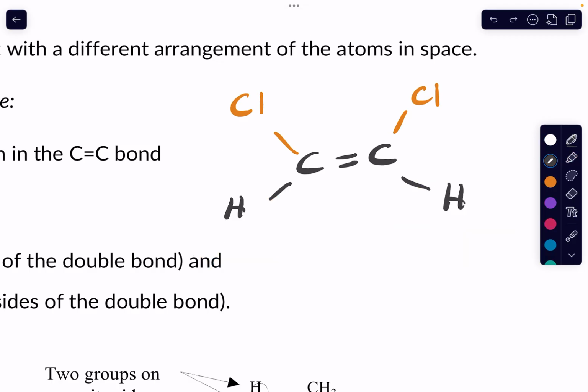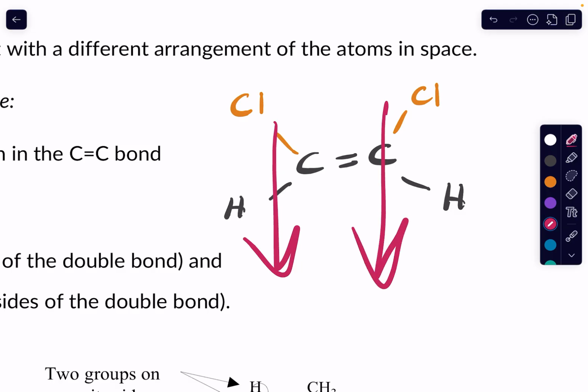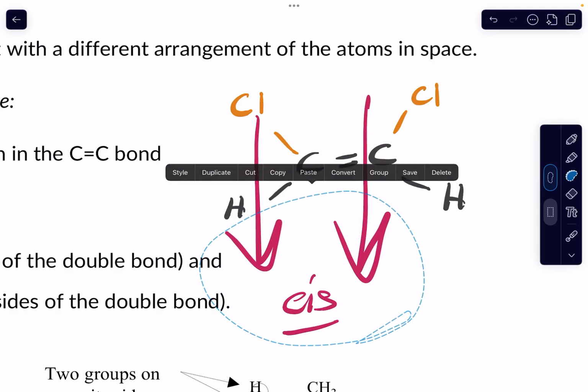So for carbon number 1, this guy, is the hydrogen pointing up or down? In this one, hydrogen is pointing down. But over here, is that hydrogen pointing up or down? It is pointing down. Are those arrows pointing in the same direction? Yes. So that is cis. So that is a cis isomer. And then we can name that using our nomenclature from earlier on.